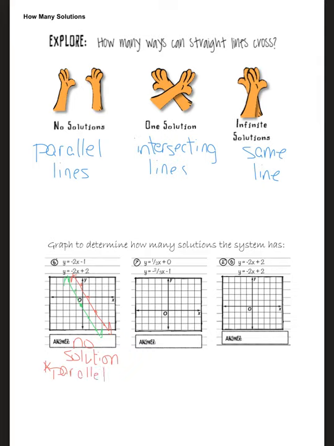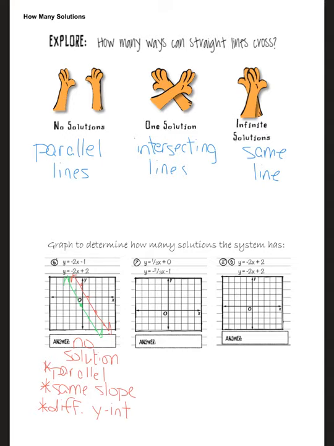And notice something else. They have the same slope, the negative 2, but they have different y-intercepts. That's a clue that there's no solution. Parallel lines have the same slope, but a different y-intercept, so they start in a different place. They don't intersect.